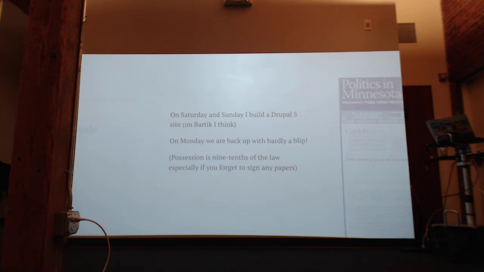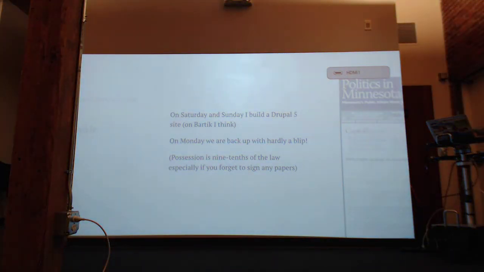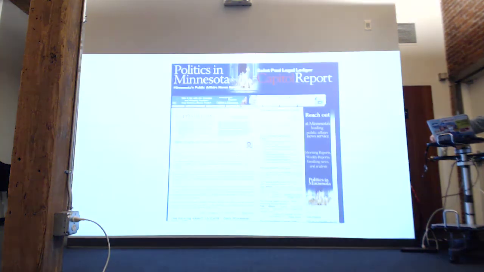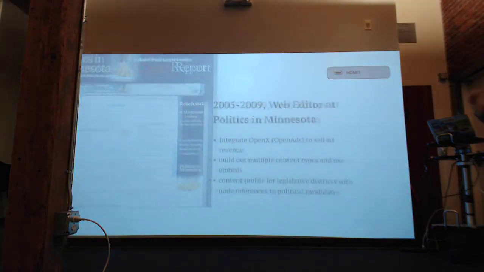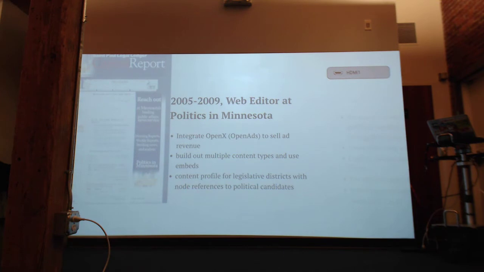On Saturday and Sunday, I built a Drupal 5 website on Bartik. And then on Monday, we were back up with hardly a blip. Nobody even noticed. Anyway, that was Politics in Minnesota, running Drupal 5. We had some views going on, different content types, a pretty complicated menu structure. We just kept adding onto it side by side, and it kept growing. We were able to use OpenAds, or OpenX, to sell ad revenue, build up multiple content types, legislative district profiles, node references, political candidates, stuff like that.